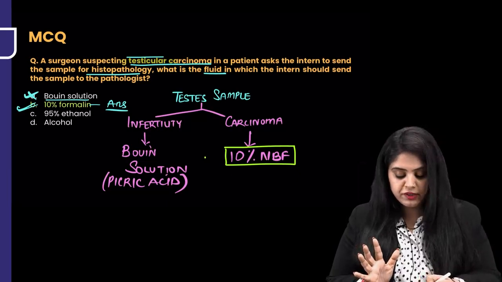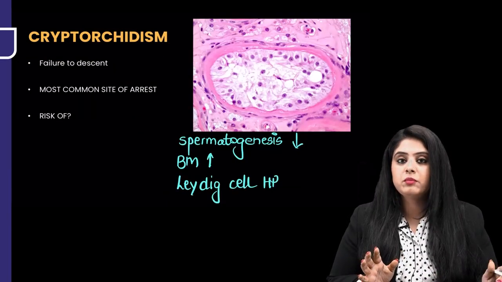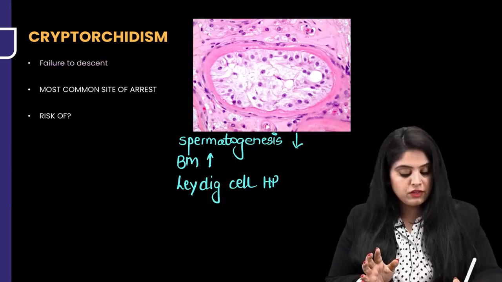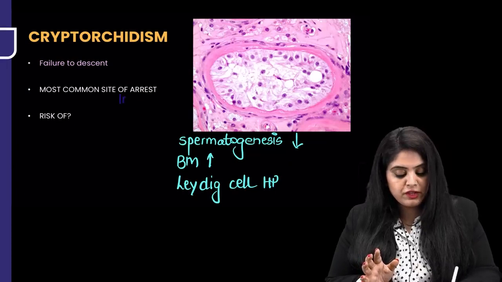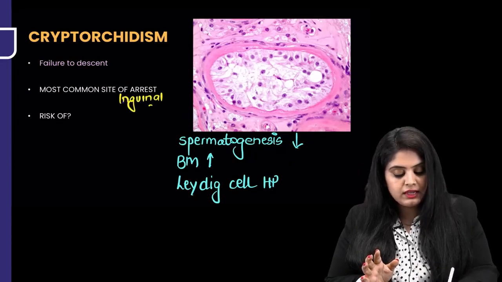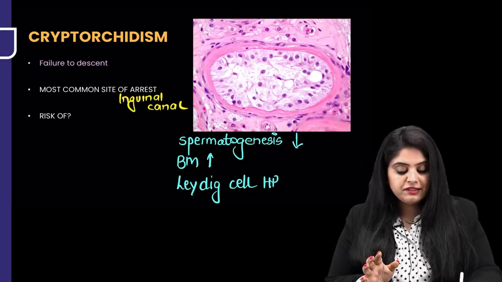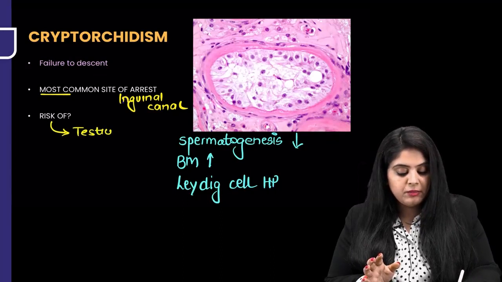Now let's start off with the first disease of the testis, and that is known as cryptorchidism. Everyone understands cryptorchidism is the failure of the descent of the testis, and the most common site of arrest is going to be the inguinal canal. Once the arrest happens, the patient is at a risk of testicular cancer.